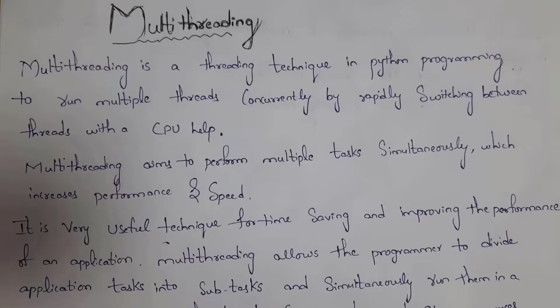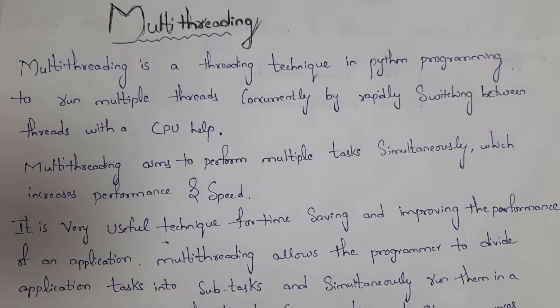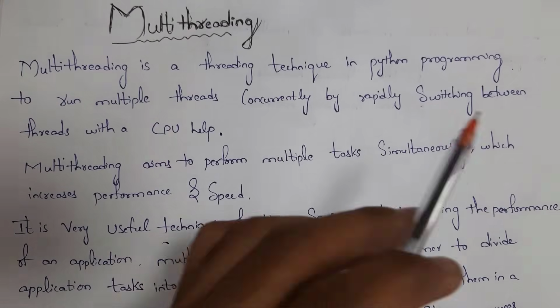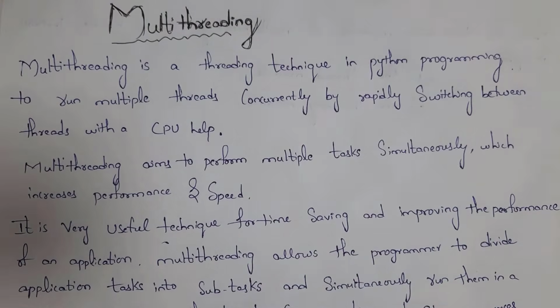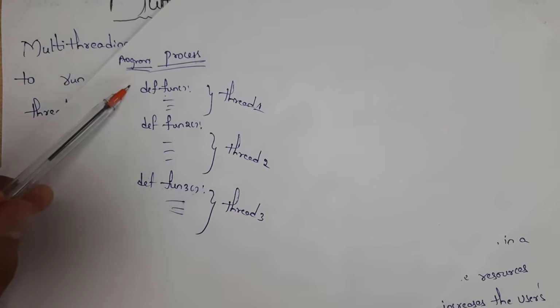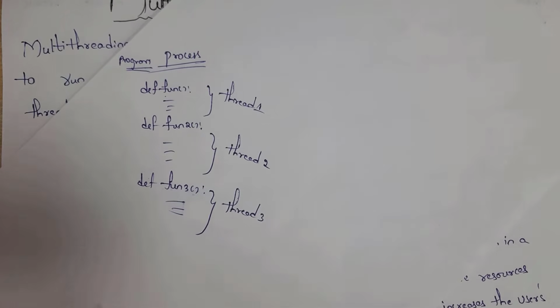Let's get started. At first, I will explain what is multi-threading. Multi-threading is a threading technique in Python programming to run multiple threads concurrently by repeatedly switching between threads with a CPU help. For example, this is Python program. Now I am executing this program. So program which is being executed is known as process.